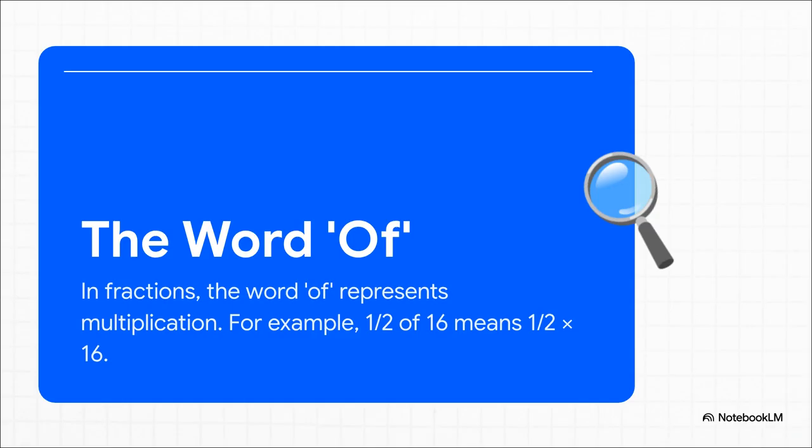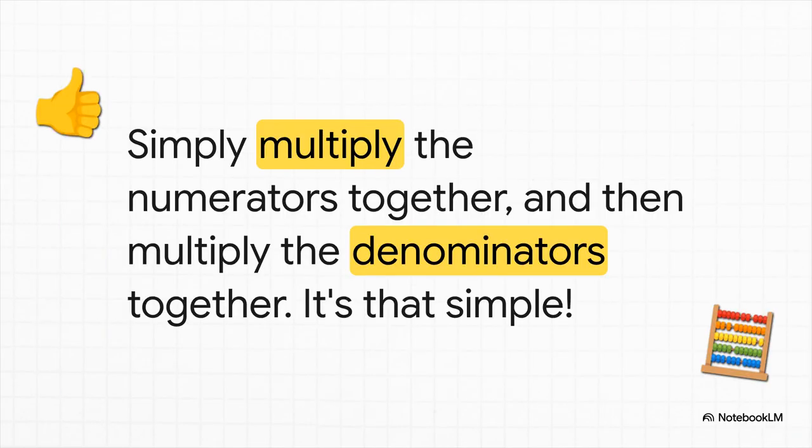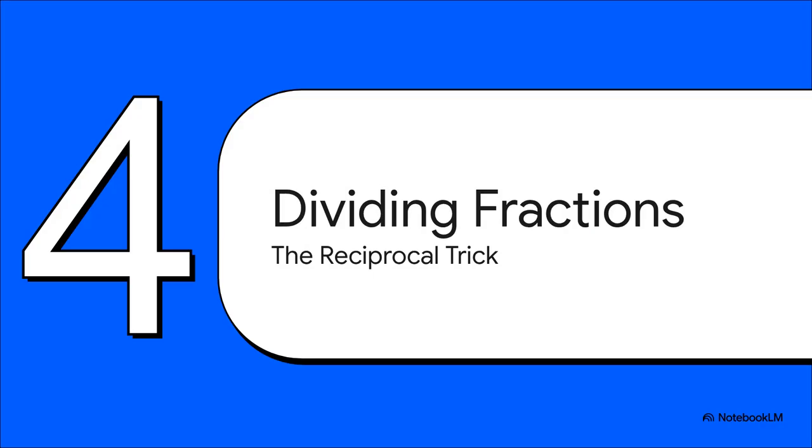It's a fantastic shortcut. And the rule itself? It could not be easier. You just multiply straight across. Multiply the top numbers together, then multiply the bottom numbers together. That's it. No common denominators, no extra steps. Just multiply across. All right, so what about division?